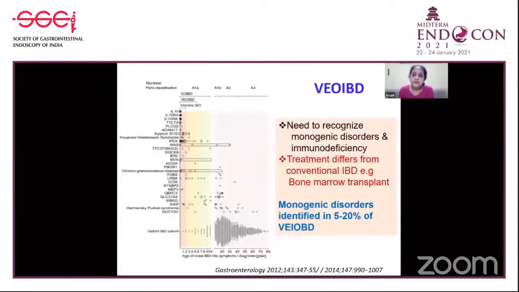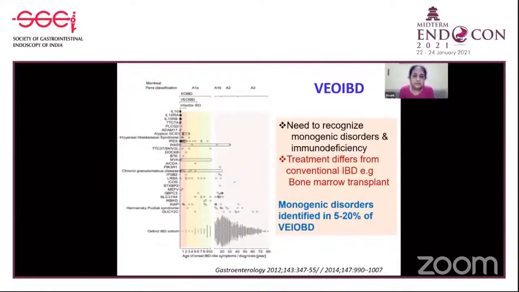Now, going on to this very important group of very early onset IBD, which is when we diagnose it in less than 6 years of age. Why do we need to recognize this? Because in roughly 5 to 20% of these patients, they may be having a monogenic disorder or an immunodeficiency, which is presenting with an IBD-like presentation. It is important to recognize them because they are prone to specific complications, as well as the treatment differs. And in some of these conditions, a bone marrow transplant might be curative.